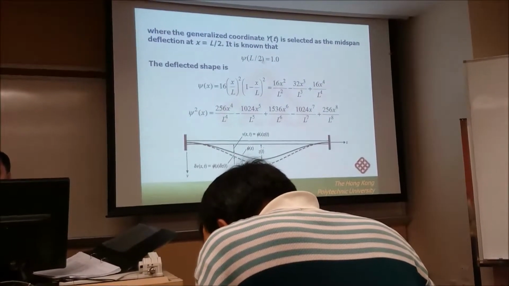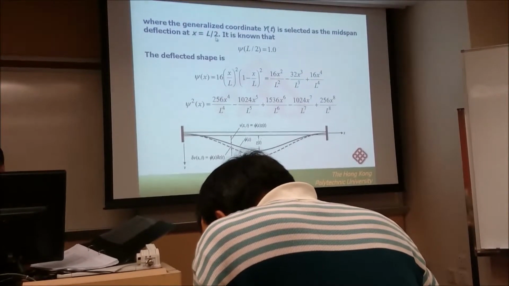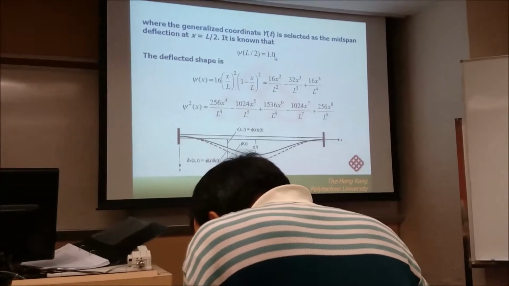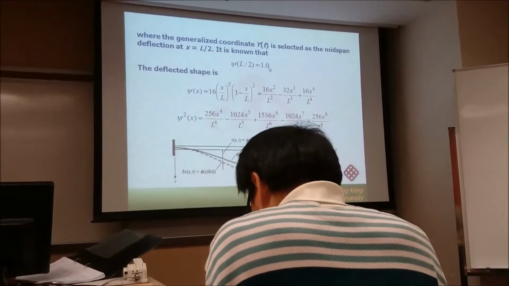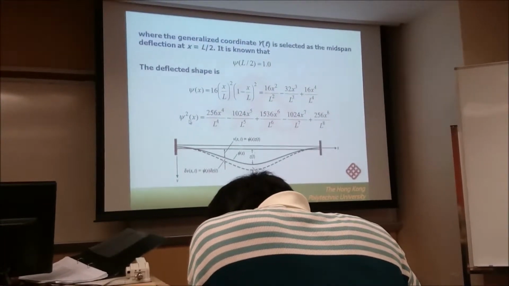Now because the generalized coordinate at the middle span is x equal to L over 2, phi of L over 2 must be equal to 1. If it is not equal to 1, you have to normalize it. And also you have to calculate the deflection function and the square of the deflection function.